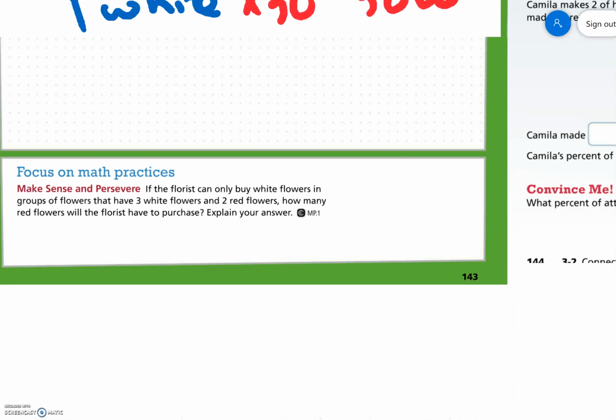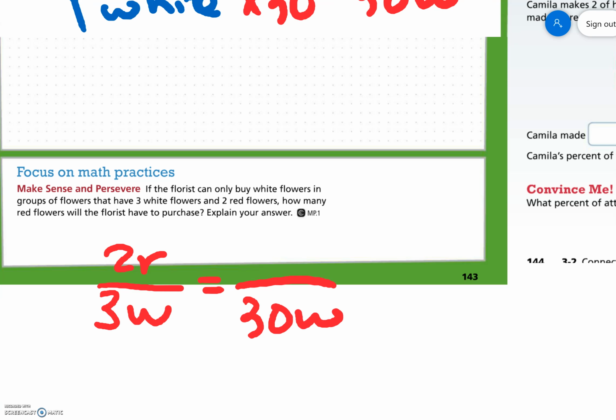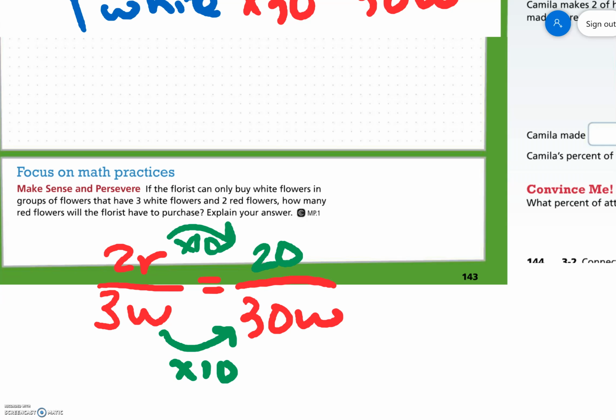Focus on math practices. If the florist can only buy white flowers in groups of flowers that have 3 white flowers and 2 red flowers, how many red flowers will the florist have to purchase? Explain your answer. So if we've got 3 white flowers and 2 red, and we know we're already going to 30 white, to get from 3 to 30, we multiply by 10. So whatever you do to the bottom, you have to do the top. So the florist is going to be left with 20 red flowers.